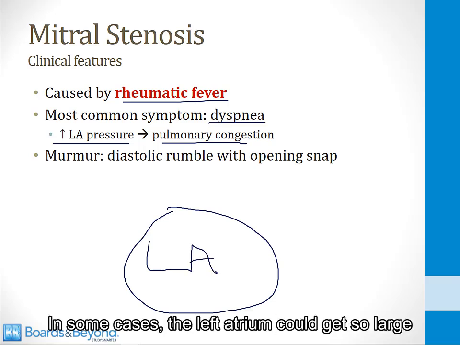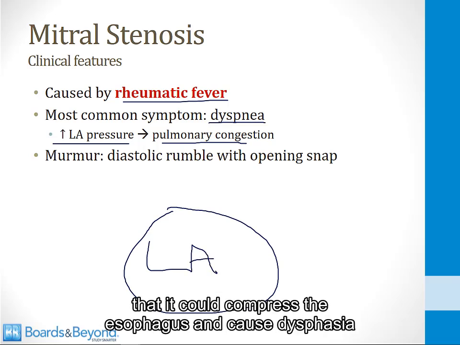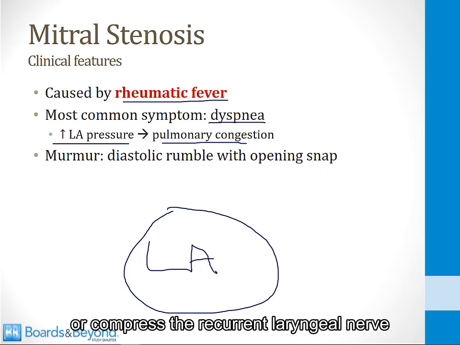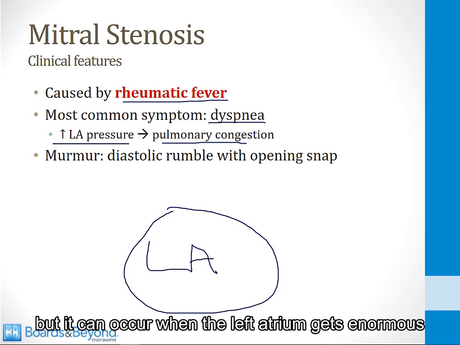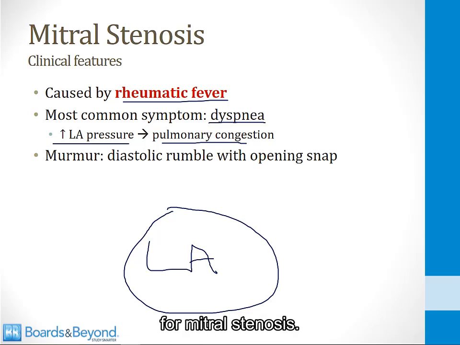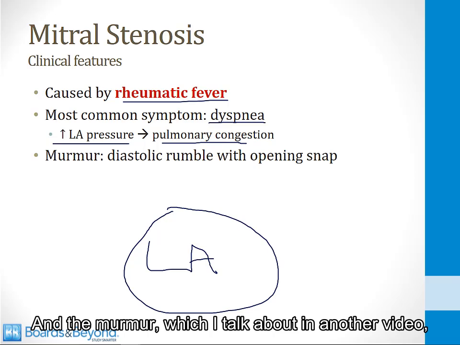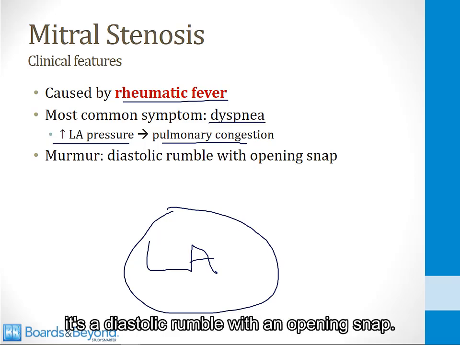In some cases, the left atrium could get so large that it could compress the esophagus and cause dysphagia, or compress the recurrent laryngeal nerve and cause hoarseness of the voice. This is not seen in the modern era, but it can occur when the left atrium gets enormous from mitral stenosis. And the murmur, which I talk about in another video, is a diastolic murmur. It's a diastolic rumble with an opening snap.